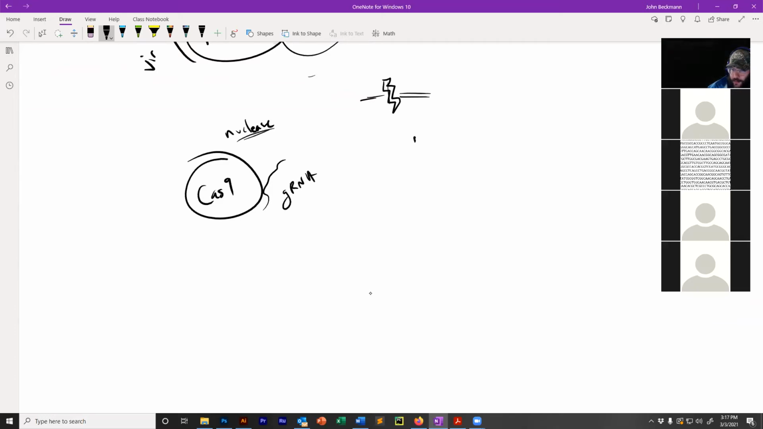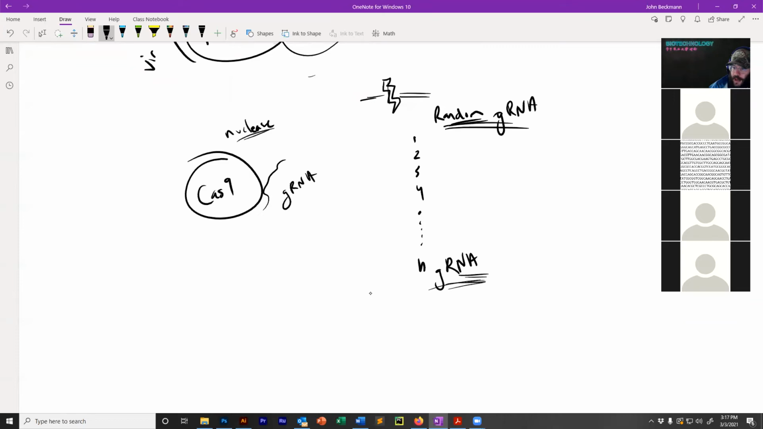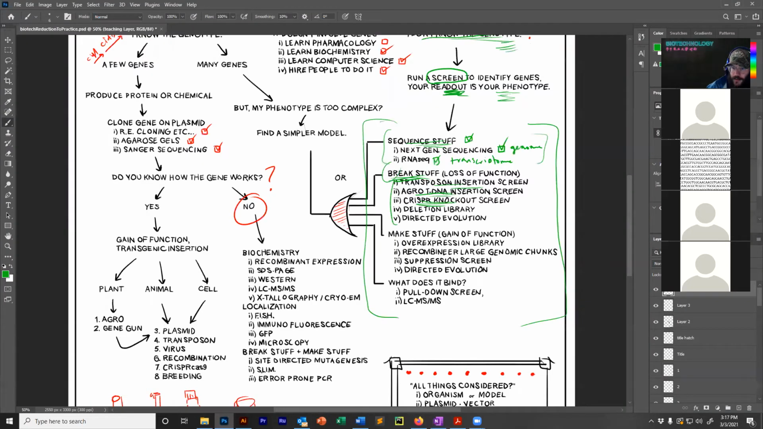And you can create libraries of different guide RNAs. And imagine you just had random guide RNAs. A library of random guide RNAs is going to cut the genome, shotgun the genome at random sites, okay? So if you design your guide RNAs with some kind of random algorithm, you can randomize the Cas9 cutting and use it as a shotgun. Okay, so that would be like a CRISPR knockout screen.